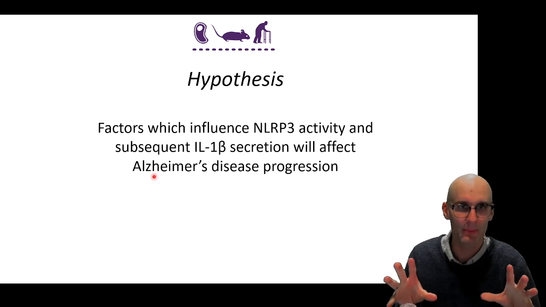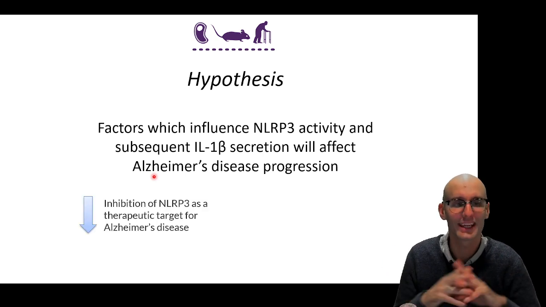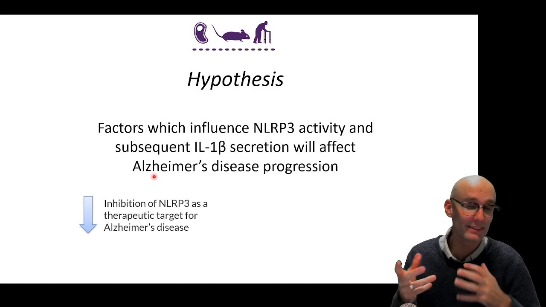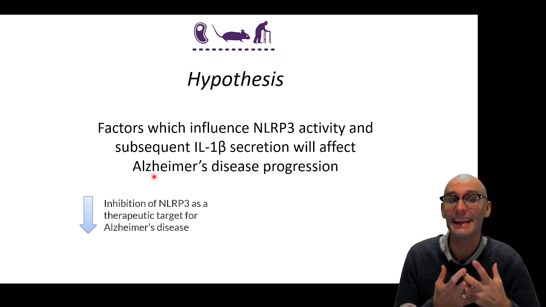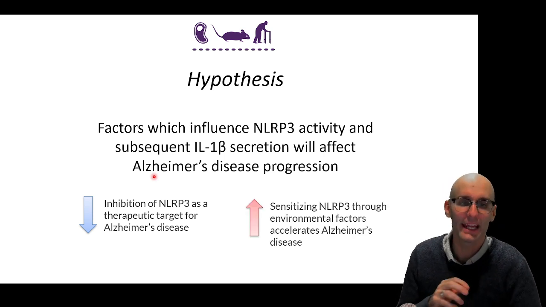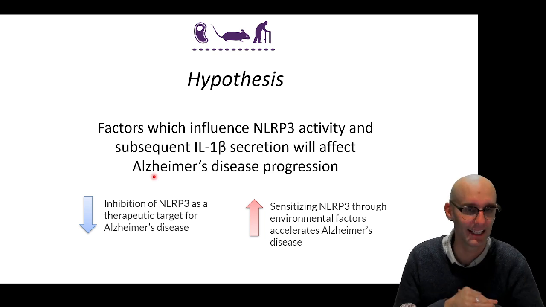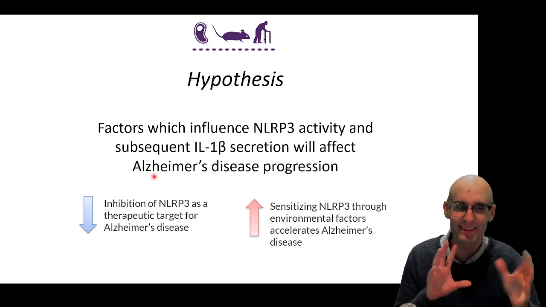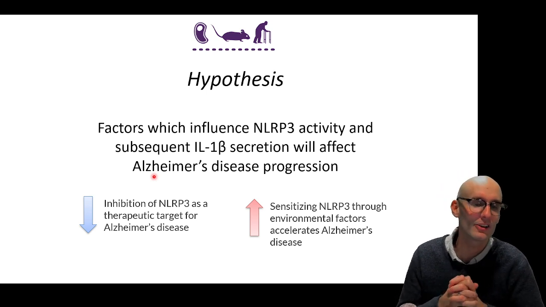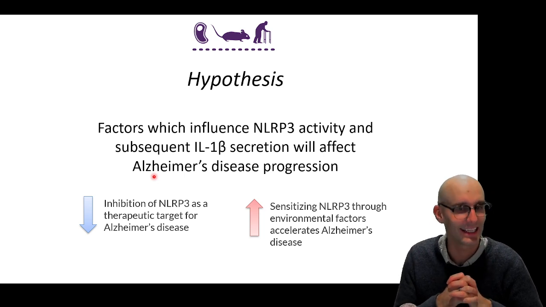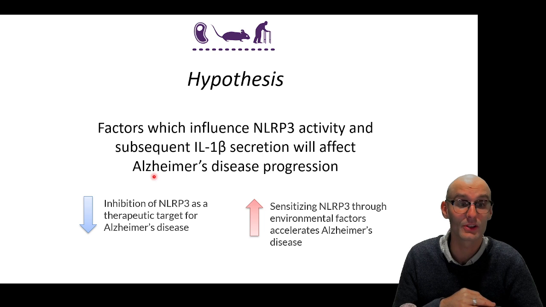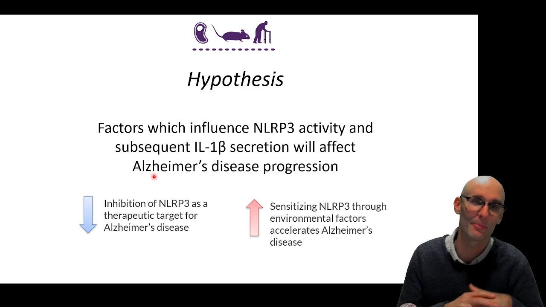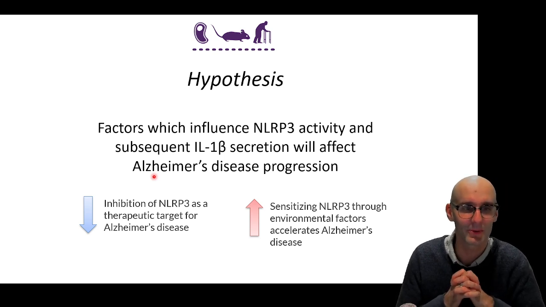I've got 3 big papers on this topic. I've got 2 papers on can we inhibit NLRP3 as the therapeutic target for Alzheimer's disease. One's in animal models and one is in looking in human data, which is very cool. And over here is, can we sensitize NLRP3 through environmental factors that accelerate Alzheimer's disease. And I mentioned this in the next video. I look at zinc deficiency because we know zinc deficiency sensitizes NLRP3. We also know it's one of the most common malnutritions in the world. So perhaps if you're zinc deficient, you've sensitized NLRP3, you're going to have worse Alzheimer's disease. And that's what I show in a paper.